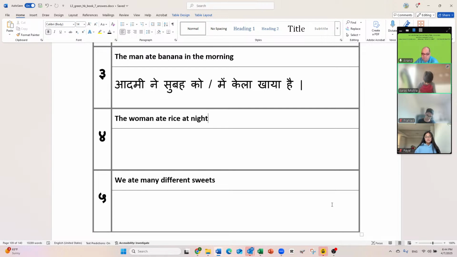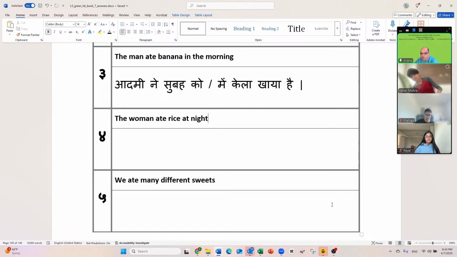औरत रात को चावल खाए, खाया है. औरत रात को चावल खाया है.